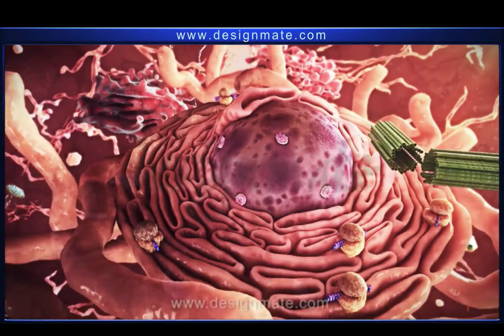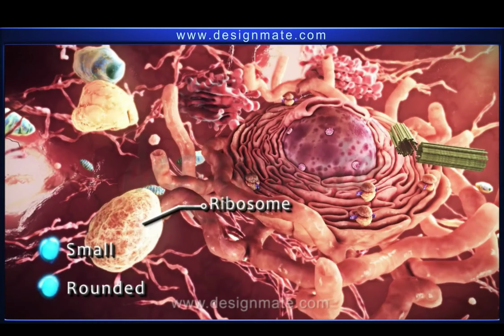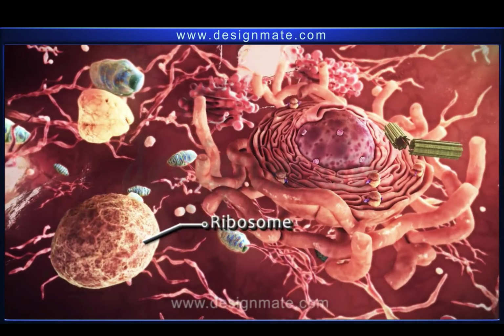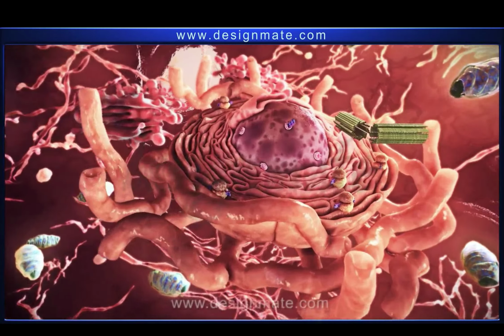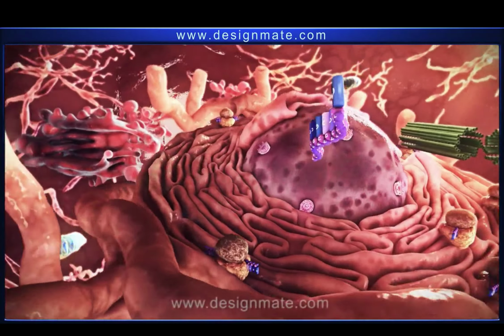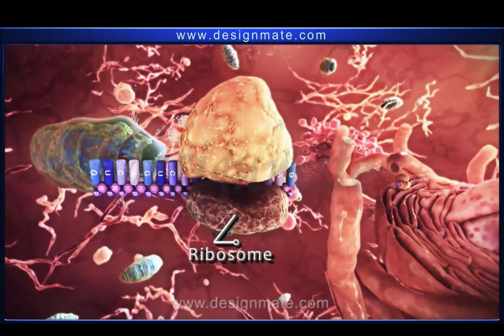Moving out of the nucleus, we see small, rounded structures called ribosomes. These are the miniature protein factories. The message for production of specific proteins comes via the mRNA. The ribosomes assemble around the mRNA.